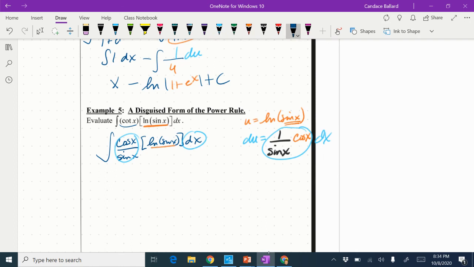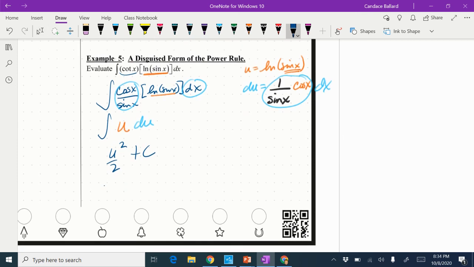So let's go ahead and substitute in. So we've got the integral of u times du. Doesn't get any simpler than that. When we integrate the u, we get u squared over 2 plus c. And then, I'm subbing my u back in there, so the natural log of sine x, squared over 2, and then, of course, plus c.